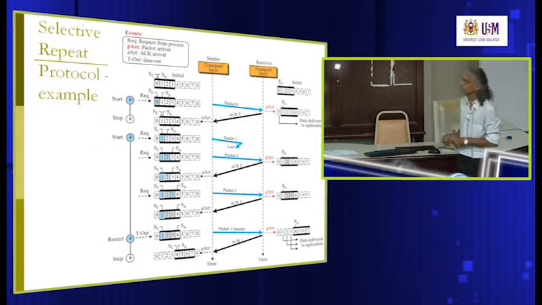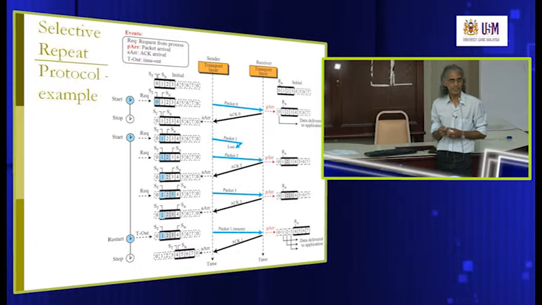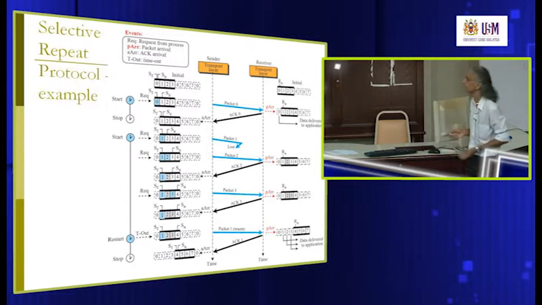So again, the same example we used. Now the receiver's window size is increased, so it is 4. This is also 4. Normally, these should be the same, because if the sender can send out 4 packets at one time, the receiver must be able to receive 4 packets at the same time. So the two windows normally are synchronized. All right, let's start.